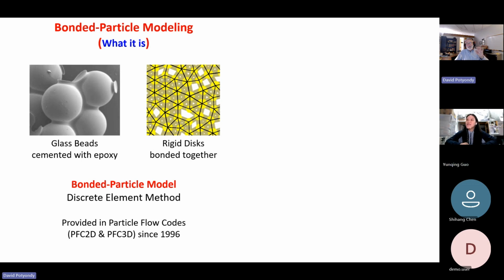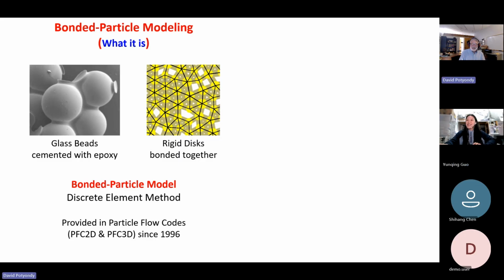So Itasca then managed to put together a proposal to some companies and said, if you give us money, we will work with Peter Cundall and we will create a commercial version of his research code, and we're going to call it Particle Flow Code. And so they got money to do that. And that's how the code PFC2D and PFC3D got created. That was about 1994.